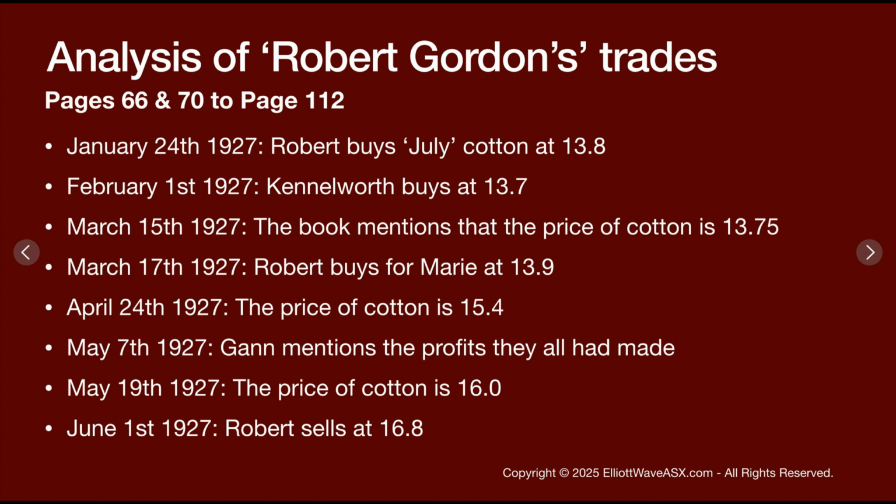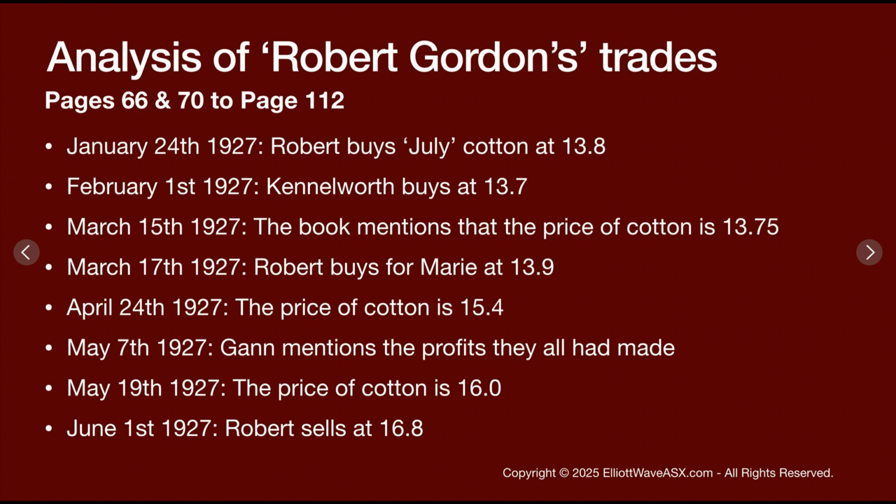So on January the 24th, 1927, Robert buys July cotton at 13.8. On February the 1st, Mr. Kenilworth buys it at 13.7, so 0.1 lower. We've got on March the 15th that the book mentions the price of cotton is 13.75, so it's going up since Kenilworth bought. A couple of days later, Robert buys for Marie at 13.9. So all trades are in profit at this point in time.